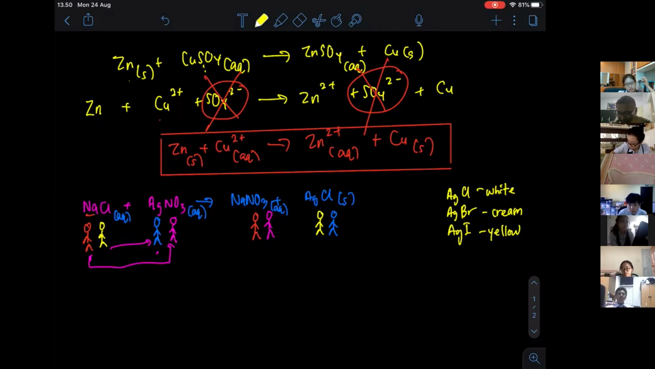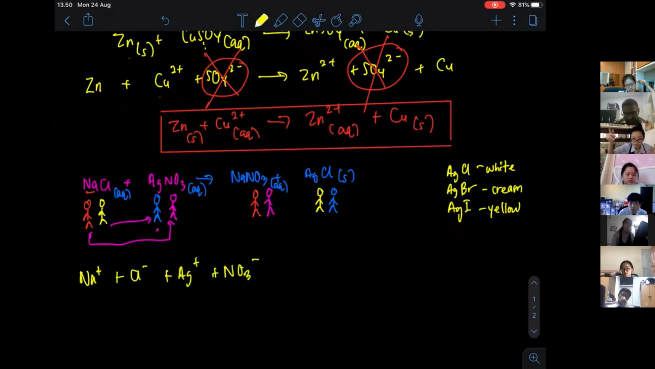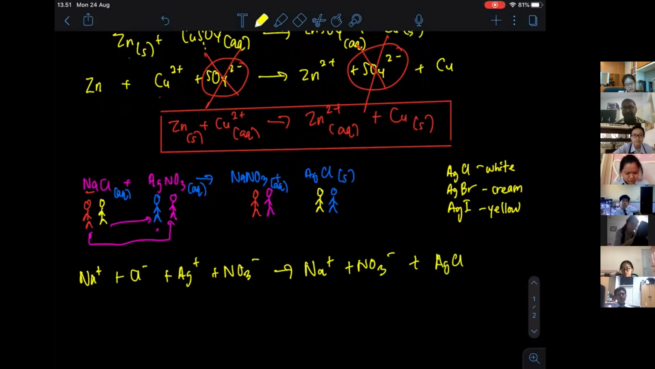Very important in chemistry. Now we need to write down the ionic equation. How do I write the ionic equation? You have Na plus, Cl minus, Ag plus, NO3 minus to give you Na plus, NO3 minus. This one, silver chloride, you don't change into Ag plus and Cl minus, because it is insoluble. So you write down AgCl, that's it. Don't separate them.